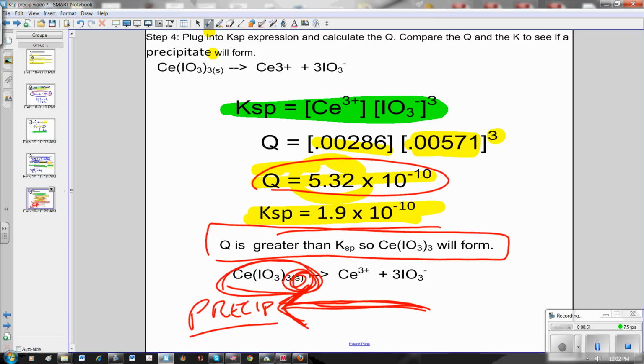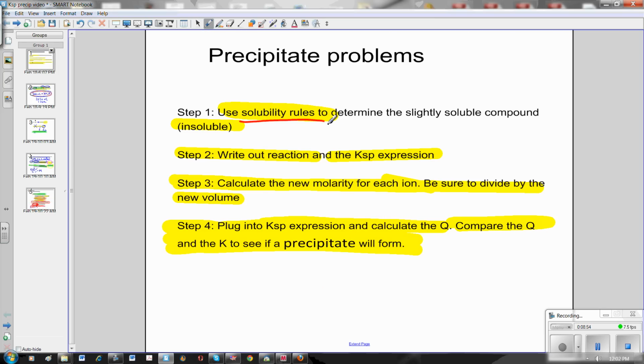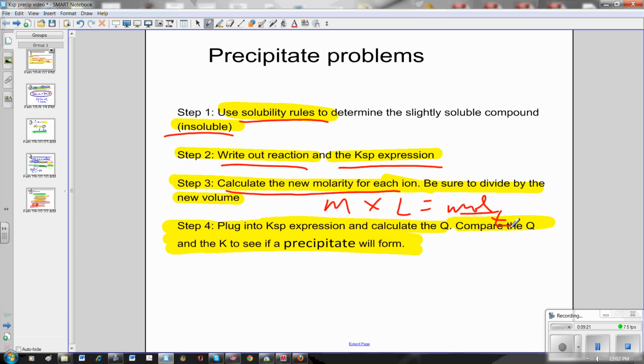So there are 4 steps to doing a precipitate problem. Use your solubility rules. You should know those. If you don't remember them, look them up, go through them. We're going to start using them a little bit more to write reactions. Figure out who's insoluble. Write out the reaction. Write out the Ksp expression. Then calculate the molarity of each ion. That starts with molarity times liters to get you moles. Drop the new volume in liters on the bottom. Last but not least, go back to the expression, plug it in, and compare the values. If Q is greater, a precipitate will form. If K is greater, no precipitate will form.